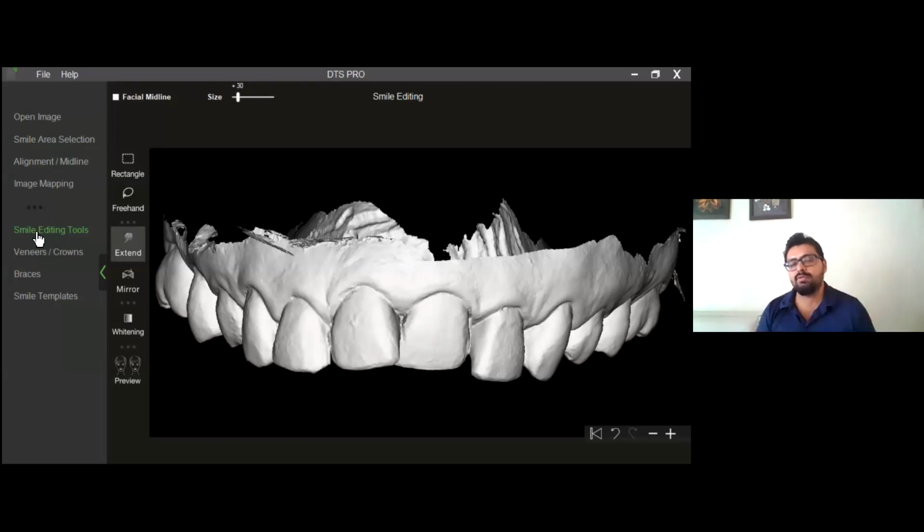So the world is moving towards digital. The world has moved towards digital. It is high time we should start using these digital tools for patient motivation to start off with, and of course for a lot of digital treatment planning. So these are the primary indications of using a simulation and a treatment planning software. And I am happy to put across my own here, DTS Pro, right?